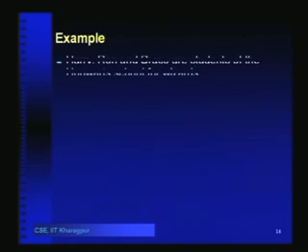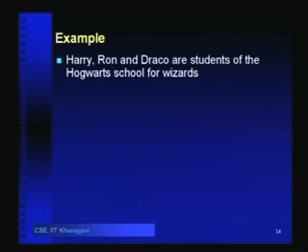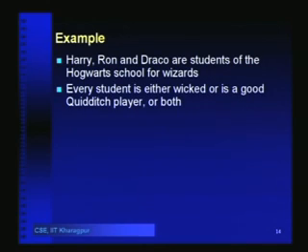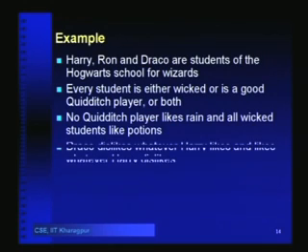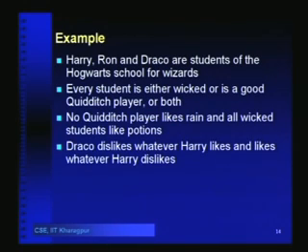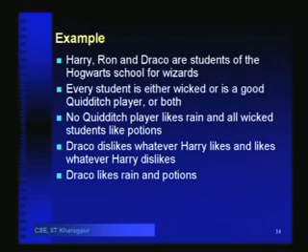Okay, so this example is inspired from some very well known stories. The first sentence says that Harry, Ron and Draco are students of Hogwarts School of Wizards. Every student is either wicked or is a good Quidditch player, or both. No Quidditch player likes rain and all wicked students like potions. Draco dislikes whatever Harry likes and likes whatever Harry dislikes. Draco likes rain and potions.